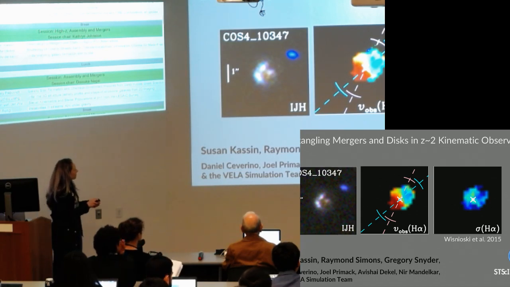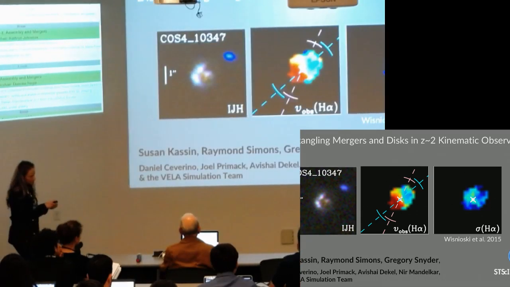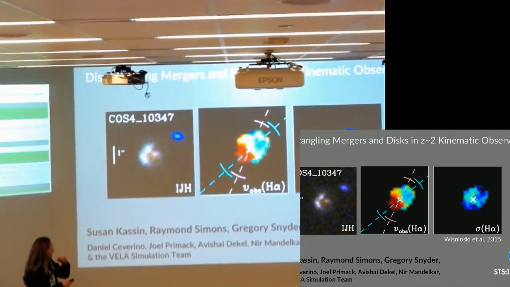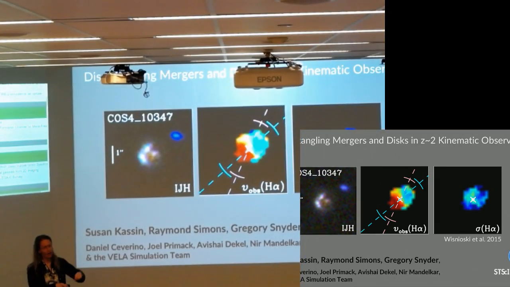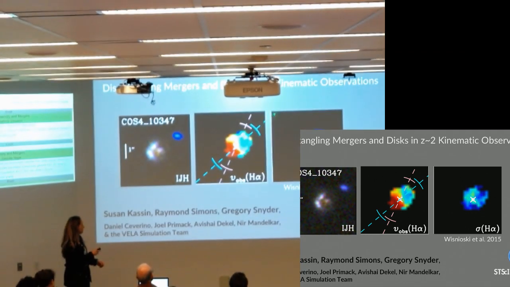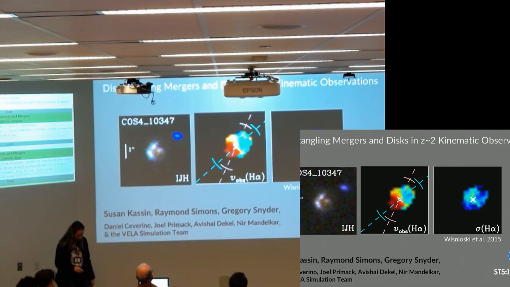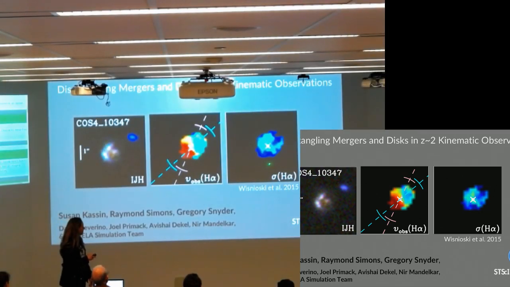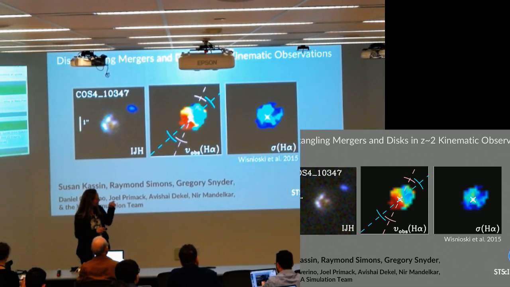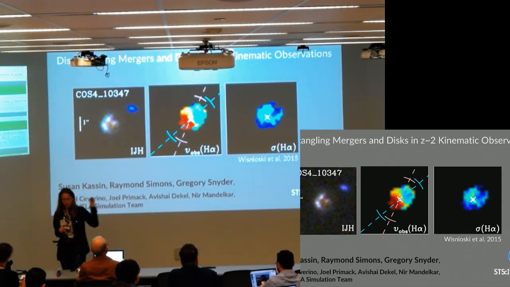And at any location in this map, what we see is the motions of the gas. So red is gas going away from you, and blue is gas going towards you. We see a rotation gradient in this system. In this galaxy, this is the velocity dispersion of the gas.